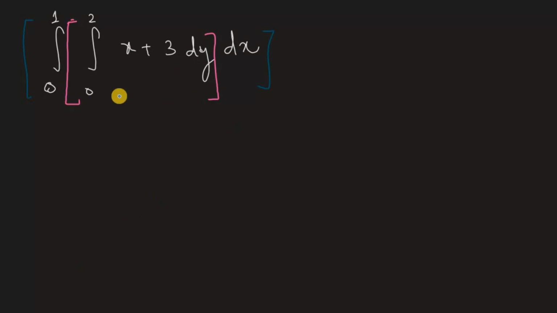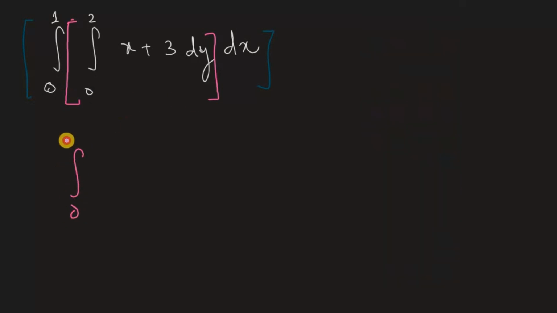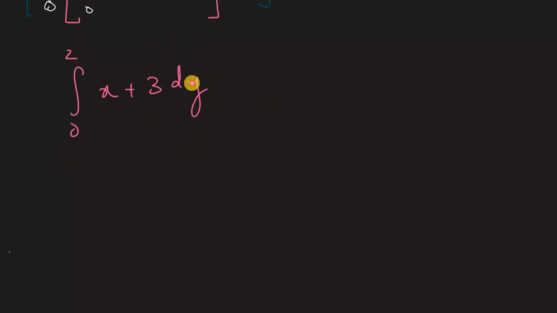First of all we are taking the inner part, 0 to 2, x plus 3 dy. For now, let's just forget the outer part. This is like a simple problem that we had in Calc 2, where we only have one integral. But this is a multivariable problem since we have x and y. We're integrating with respect to y, so that means we're treating x as a constant.